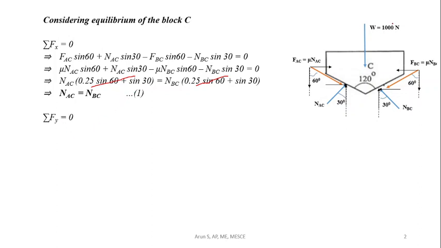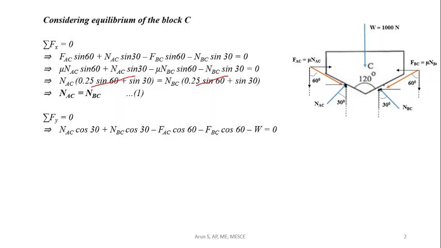The y directional forces in the system are W, then FAC the vertical component, NAC the vertical component, NBC the vertical component, and FBC the vertical component. Upward direction it will be positive, downward it will be negative. NAC the vertical component is NAC into cos 30, NBC the vertical component is NBC into cos 30, FAC the vertical component is FAC into cos 60, which will be acting in the downward direction. Similarly, FBC the vertical component is FBC into cos 60, and it is acting in the downward direction, and W is also acting in the downward direction.